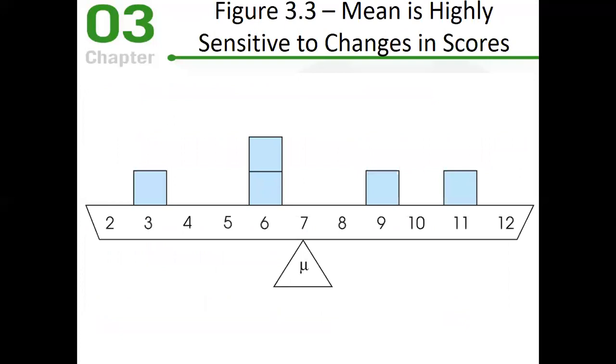Okay, the mean is highly sensitive to changes in scores. If I pile on a couple of more people with an 11 or a 12, the mean is going to get pulled up. In contrast, if I pile on more people scoring 2s, 3s, and 4s, the mean is going to shift down. The only way that this mean wouldn't change is if I added a 7 here, it would keep the mean at 7.